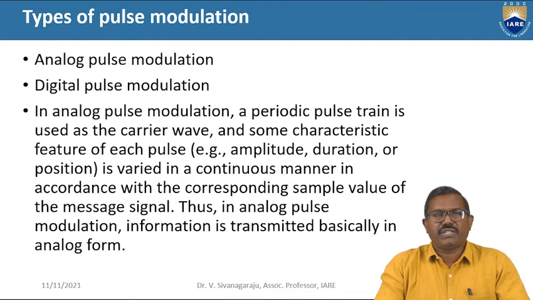In analog pulse modulation, a periodic pulse train is used as the carrier wave, as we discussed earlier. Some characteristic feature of each pulse, like amplitude, duration, or position, is varied in a continuous manner in accordance with the corresponding sample value of the message signal. Thus, in analog pulse modulation, information is transmitted basically in analog form.